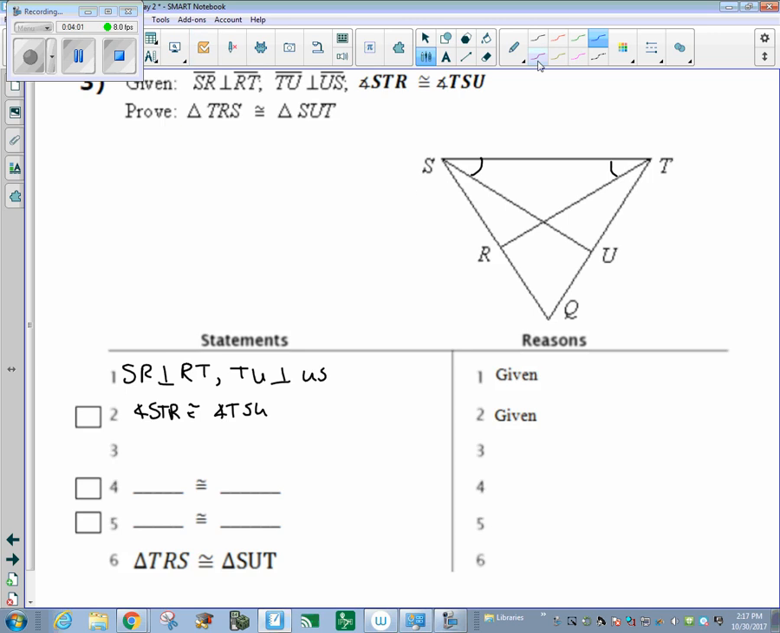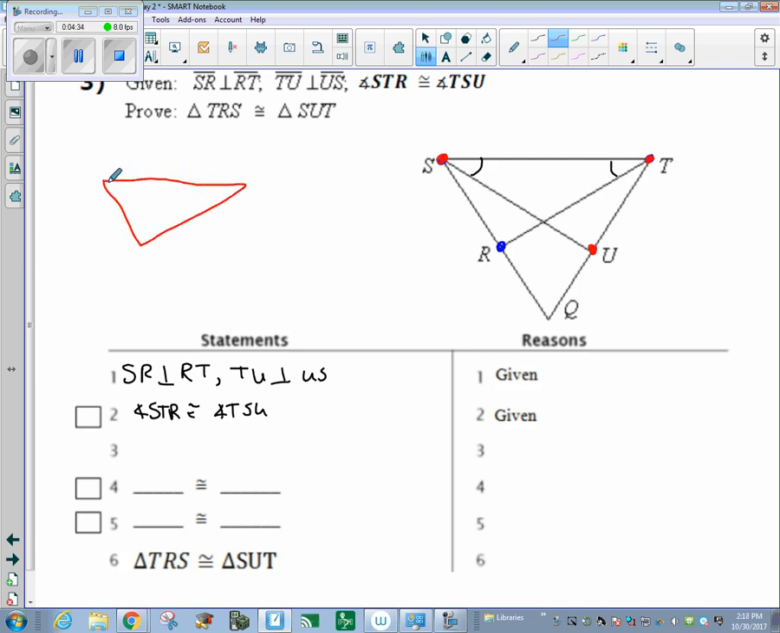We should probably look at what we're trying to prove. We're trying to prove triangle TRS, so this triangle, T to R to S, congruent to SUT. So you can see we're basically talking about these two triangles that we have kind of overlapping, and maybe it would be helpful to draw them separately and draw them the way they're oriented.